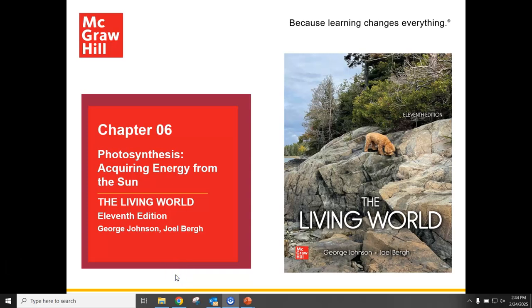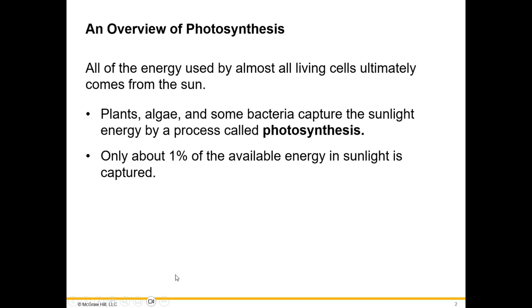Now we're going to go over Chapter 6, which is photosynthesis and how we acquire energy from the sun. So all of the energy used by almost all living cells is ultimately coming from the sun. We have plants, algae, and some species of bacteria that are able to capture sunlight and the energy contained in it through a process called photosynthesis.